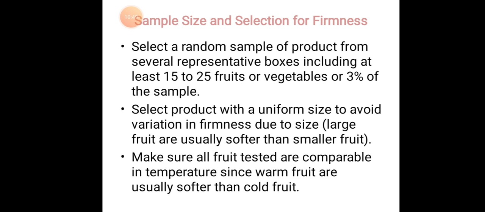Sample size and selection for firmness. Select a random sample of a product from several representative boxes, including at least 15 to 25 fruits or vegetables, or 3% of the sample. Select a product with a uniform size to avoid variation in firmness due to size. Large fruit are usually softer than smaller fruit. Make sure all fruit tested are comparable in temperature since warm fruit are usually softer than cold fruit.